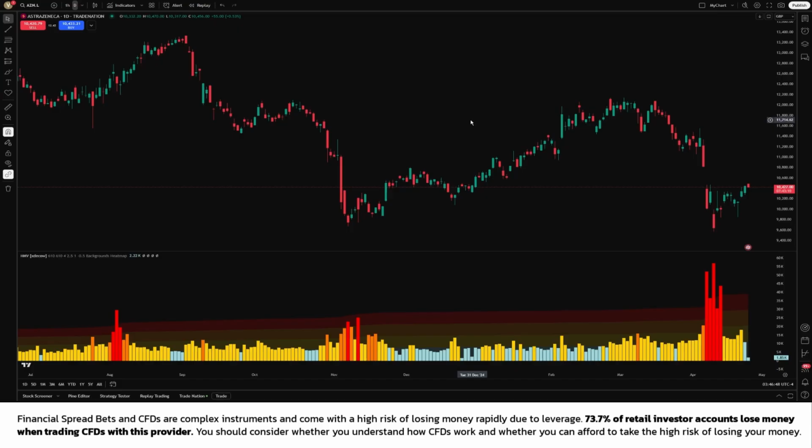Whether your trading style focuses on short-term intraday movements or longer-term analysis, this versatile indicator is a valuable asset to incorporate into your market toolkit.